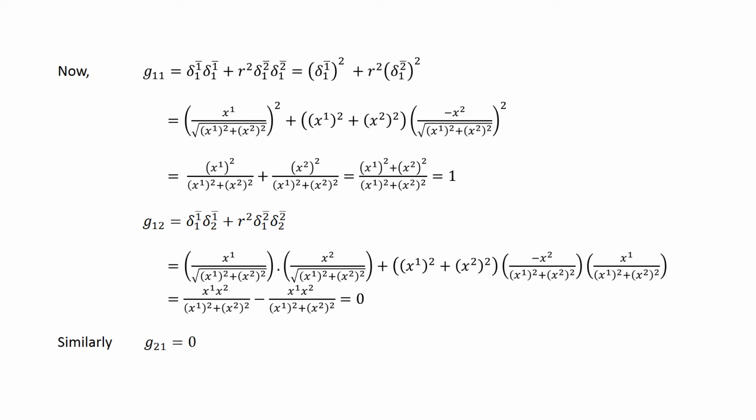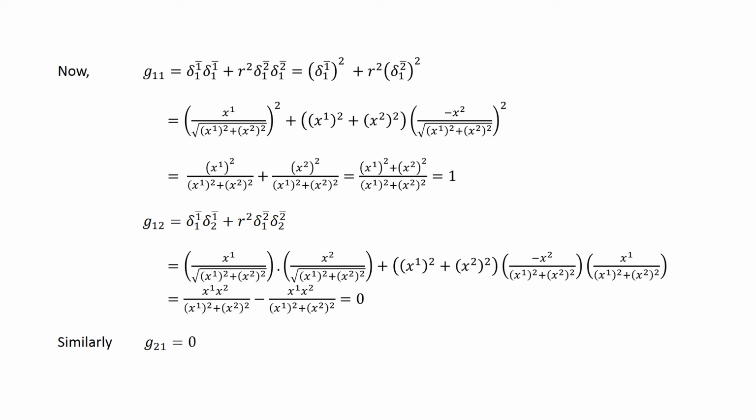We had replaced r and theta with x1 bar and x2 bar, and x and y are replaced with x1 and x2. So here the value of r square becomes x1 square plus x2 square. The term for delta 2 bar 1 is given as minus x2 over x1 square plus x2 square whole square root, and we have the square of the whole term.